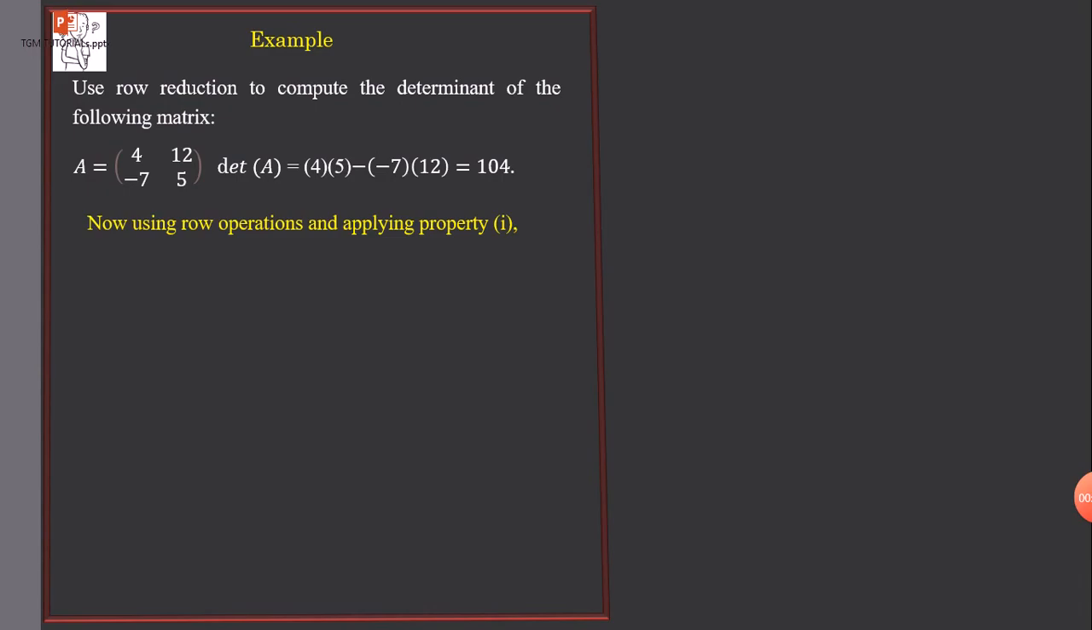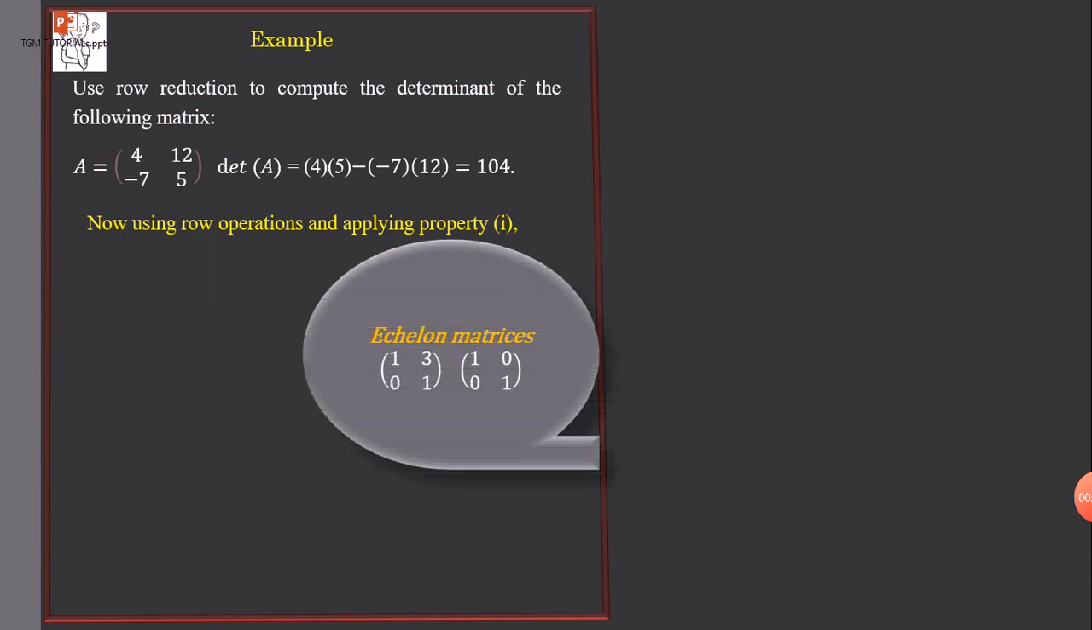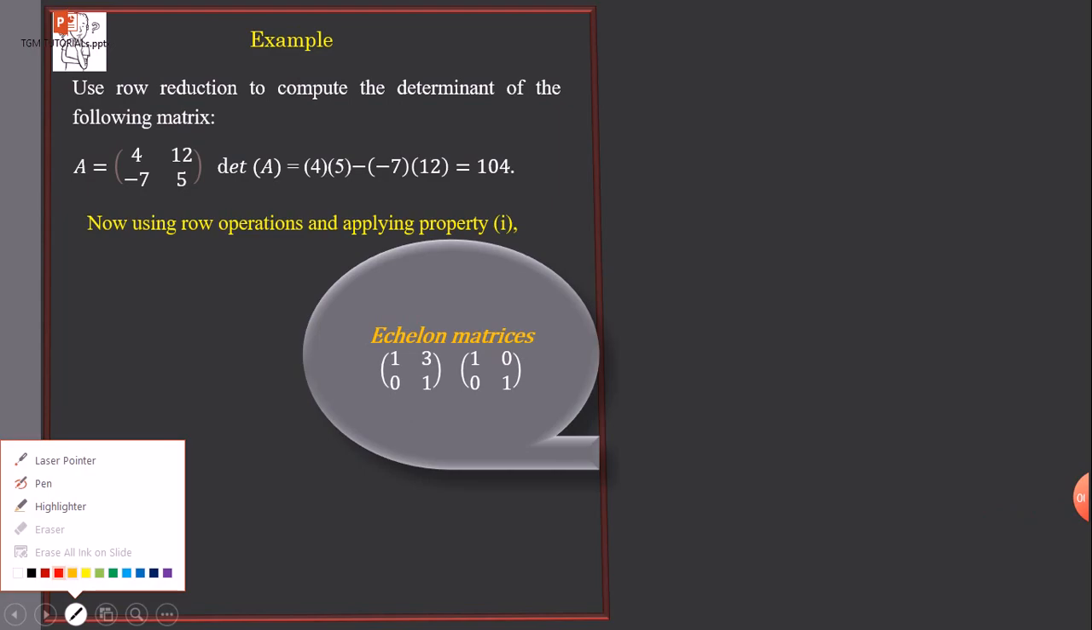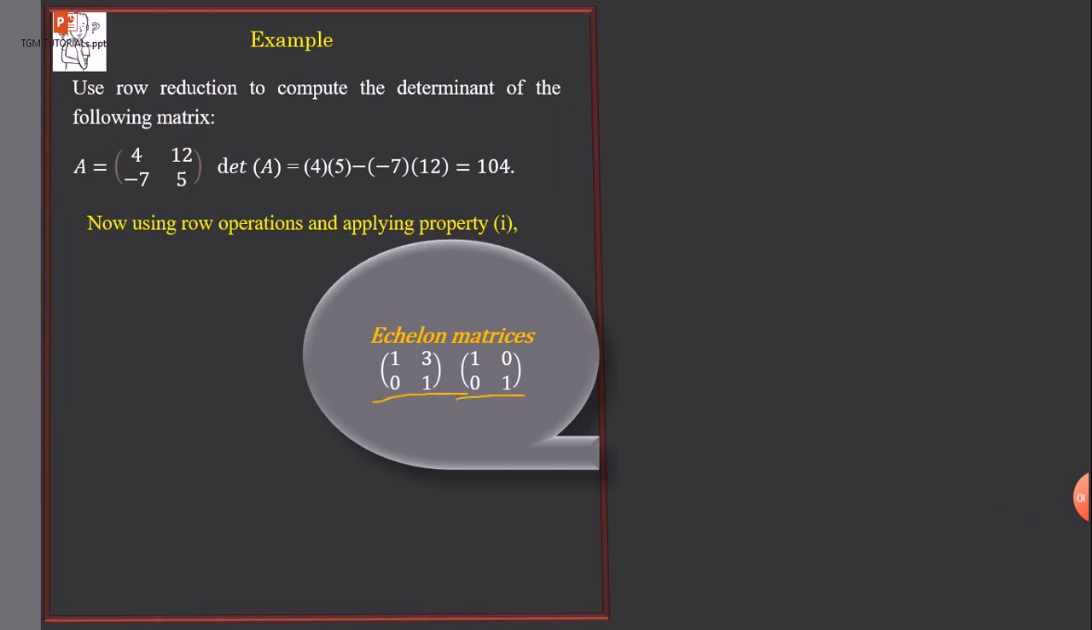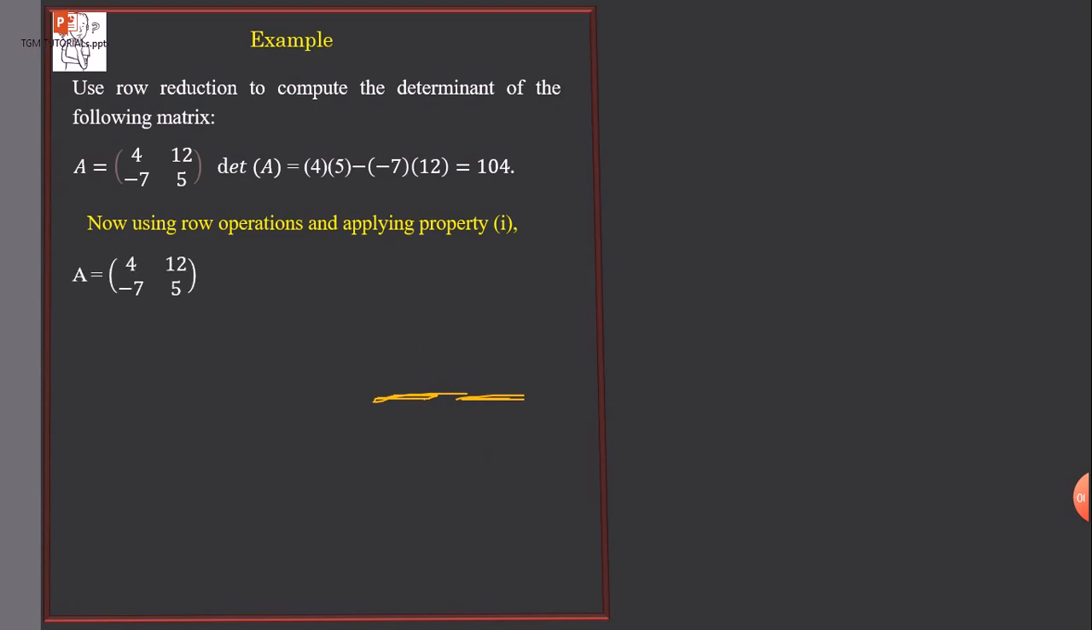Now, using elementary row operations, we are going to reduce this matrix into an echelon matrix. Echelon matrices are in this form. The forms given below are called echelon matrices. The second one is a reduced echelon matrix, and this one is just an echelon matrix. So we have 4, 12, negative 7, 5.